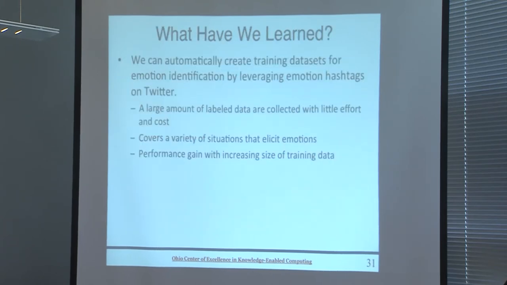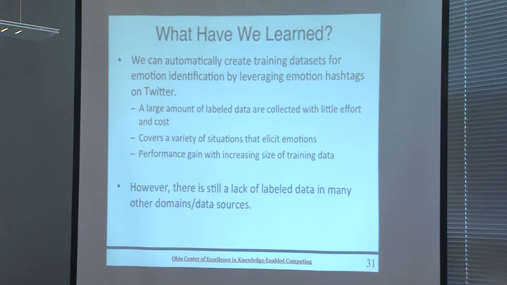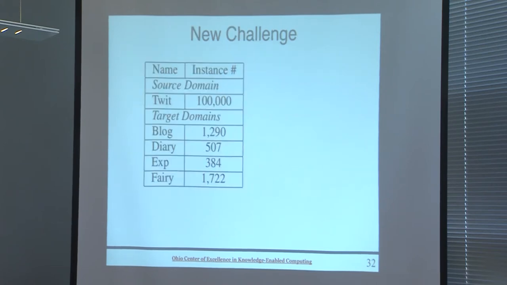So far, what we have learned here is that we can collect a large amount of self-labeled data with little effort. And such a large amount of data covers different emotion situations in our daily life. And there is performance gain with the increasing size of the training data. However, we are able to collect a large amount of training data for the Twitter domain, but how about other domains? So specifically, let's look at this one.